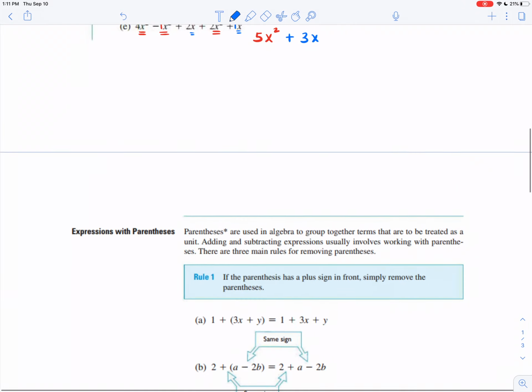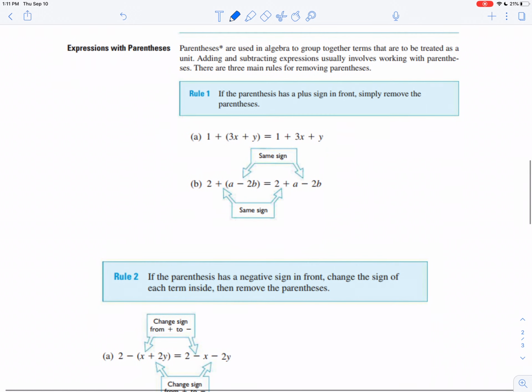All right, now, the second thing is what to do when the expressions that you're trying to simplify contain parentheses. You've got a few basic rules here. The first thing you want to do if you're trying to simplify an algebraic expression is get rid of parentheses.